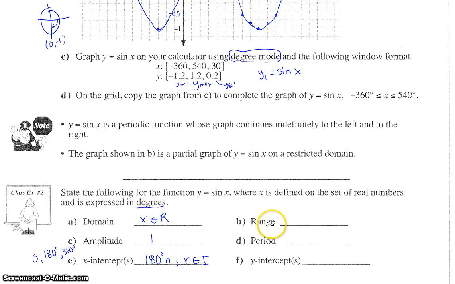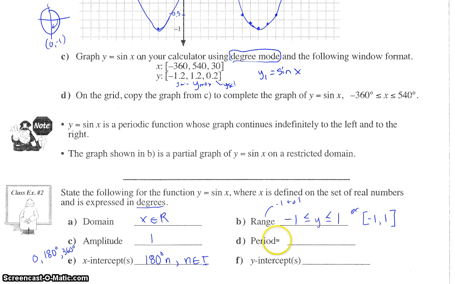Okay, range. So it went from basically negative 1 to 1. To write that in fancy math language, we go negative 1 less than or equal to y less than or equal to 1. We could also use interval notation, which would look like this: negative 1 to 1 inclusive, so we use the square brackets.